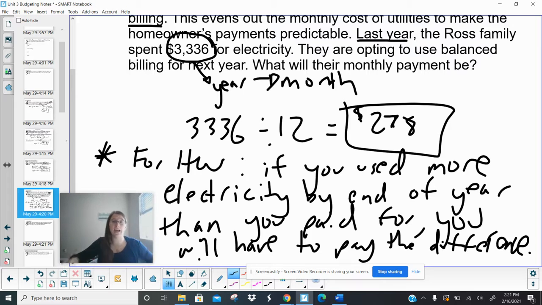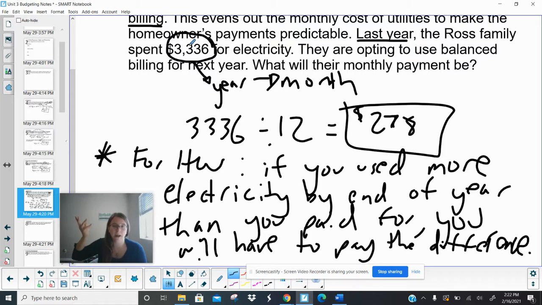So again, what this means is with this balanced billing, the electricity company says, okay, you spent this much last year on electricity. We will charge you exactly that much for this year, and we'll make them even payments. Every single month you pay the same thing for electricity so that it is predictable. You know exactly how much to budget. But here's the problem. You still have to pay for however much electricity you used. So if it comes the end of the year and you haven't paid enough, meaning you used more than this, you actually have to pay them a check for the difference right away.